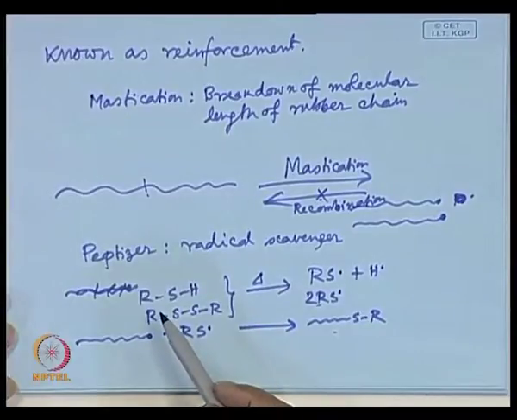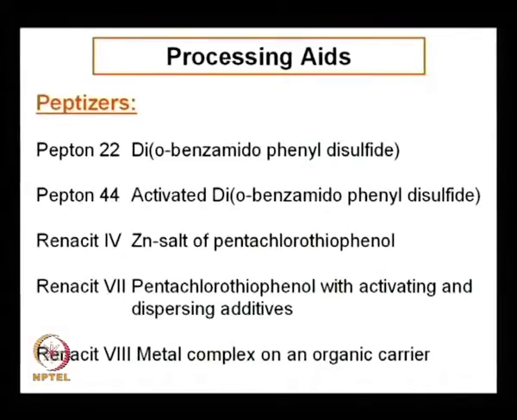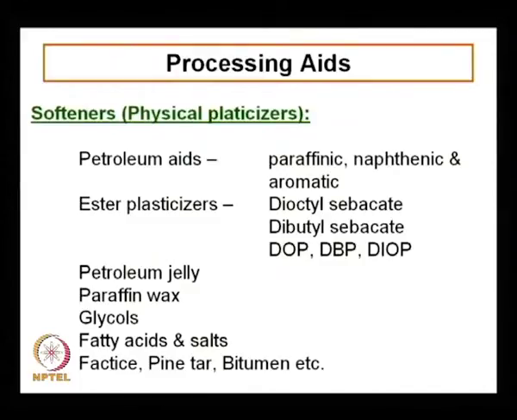Here you see the chemical compounds: diorthobenzamidophenyl disulfide, activated diorthobenzamidophenyl disulfide, or zinc salt of pentachlorothiophenol, with activating and dispersing additives, metal complex on an organic carrier. These are used as peptizer molecules and are commercially available in the market. Then processing aids: petroleum aids, ester plasticizers, petroleum jelly, paraffin wax, glycols, fatty acids and salts, factice, pine tar, bitumen. Phthalate ester plasticizers, dioctyl phthalate, dibutyl phthalate, diisooctyl phthalate (DIOP), you have seen in case of plastic products. These are not new.